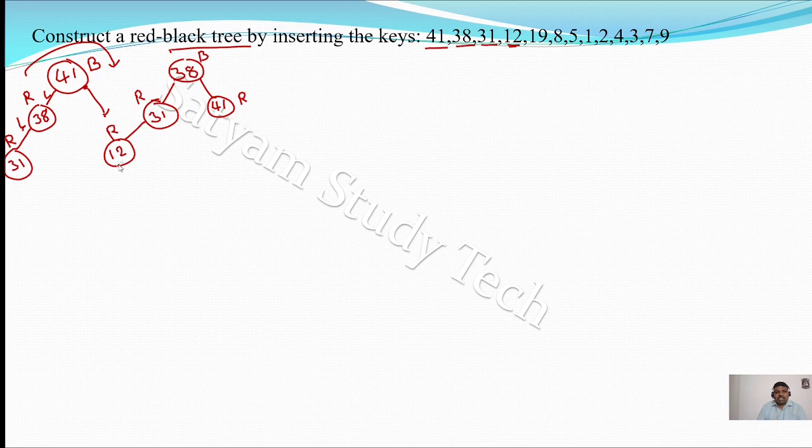Whenever a red violation is there, you check the sibling. Okay, if the sibling does not exist or is black, you have to perform the rotation. But in this case you can see the red violation is there. The parent of 12 is 31, and 31's sibling is 41, right? So the sibling is red color.